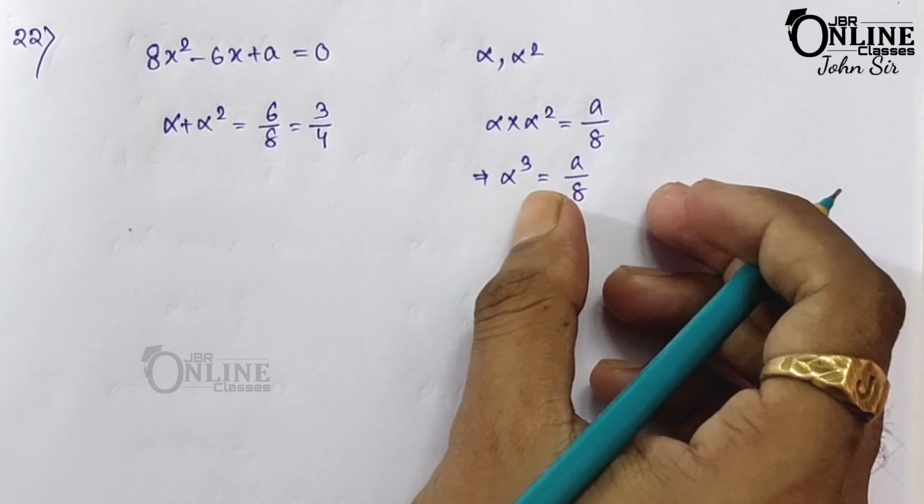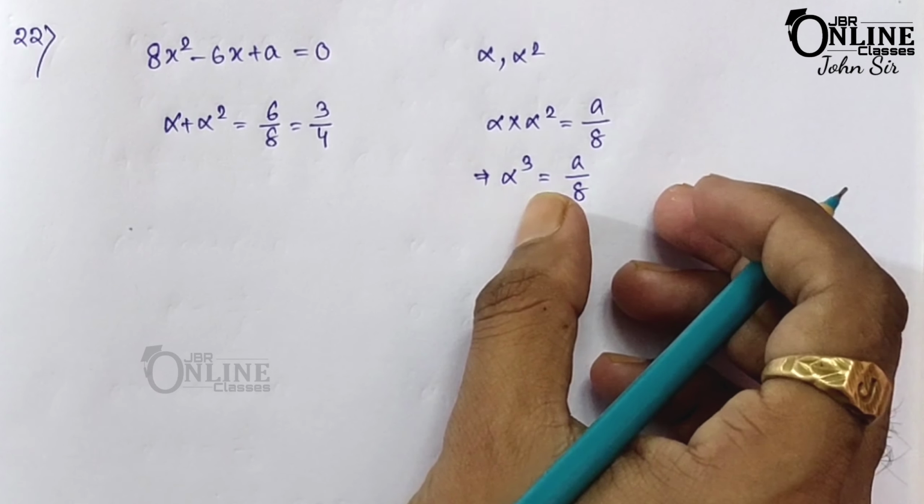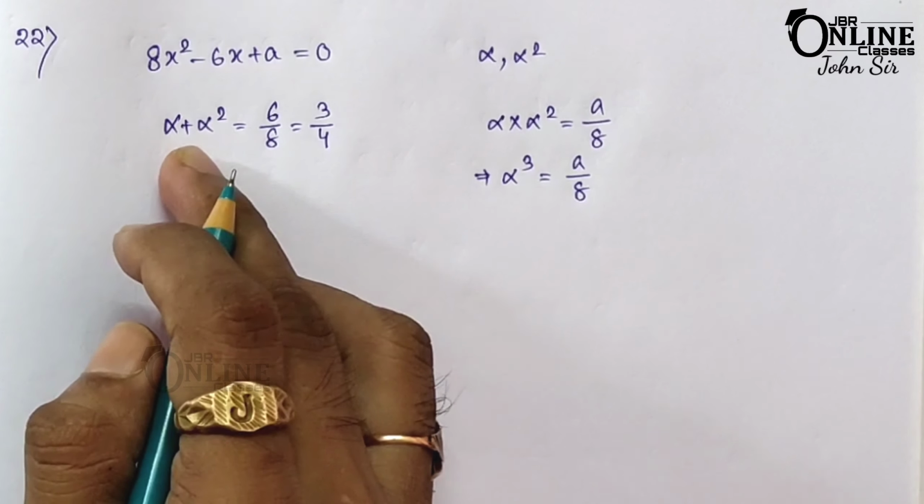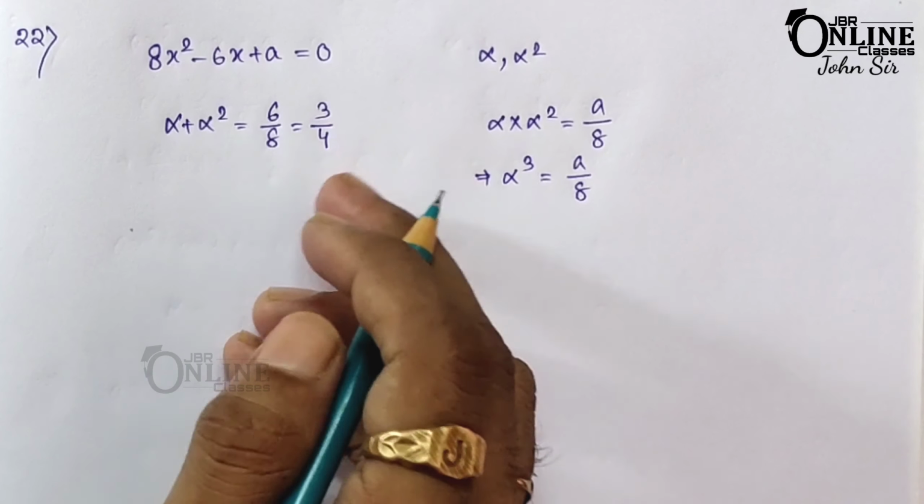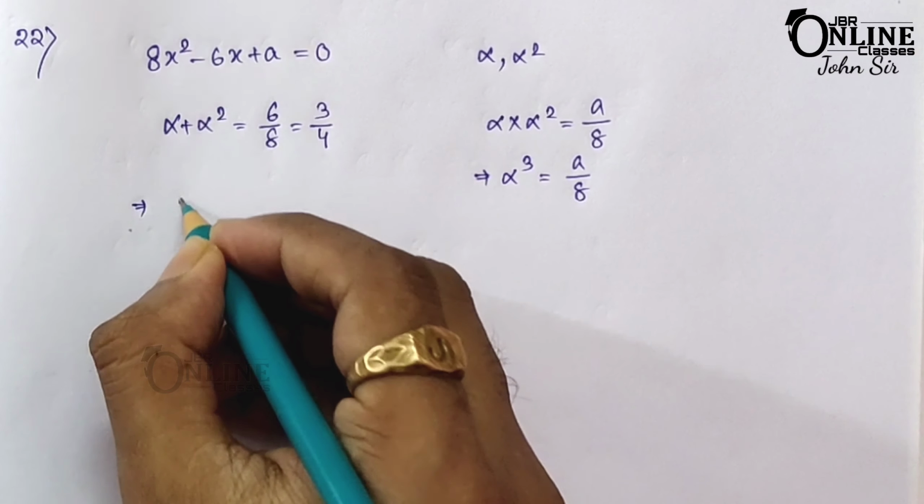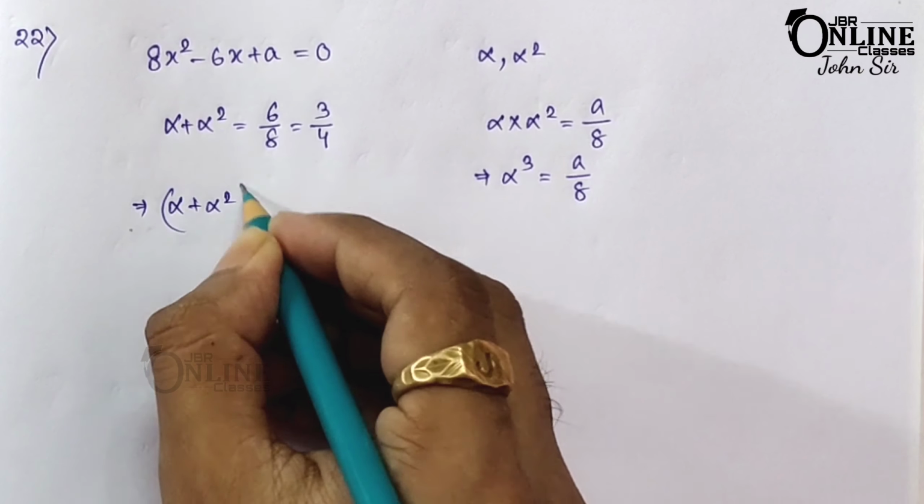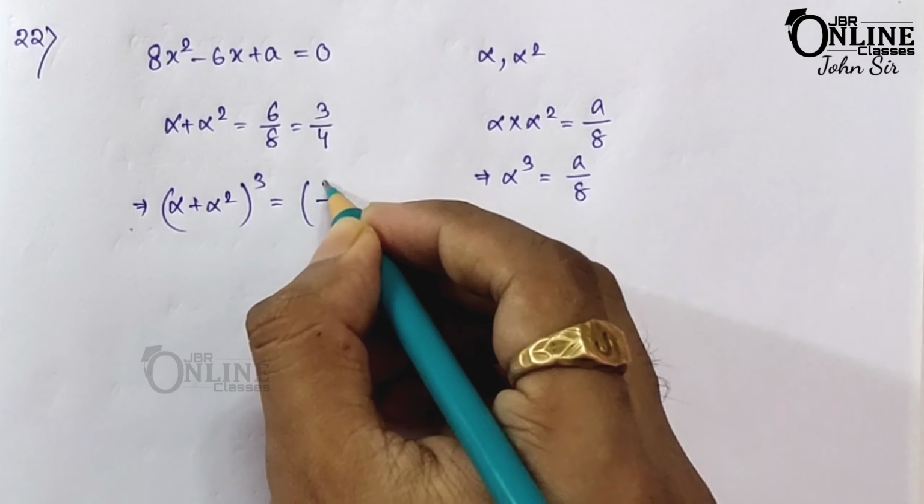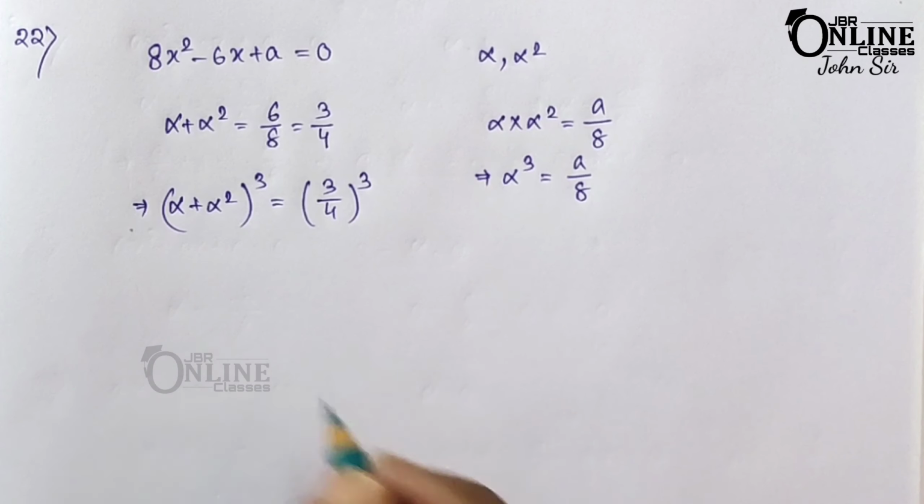So here alpha cube equals a by 8 and alpha plus alpha square equals 3 by 4. Now if you cube both sides, you will get alpha plus alpha square whole cube, and that equals 3 by 4 whole cube.